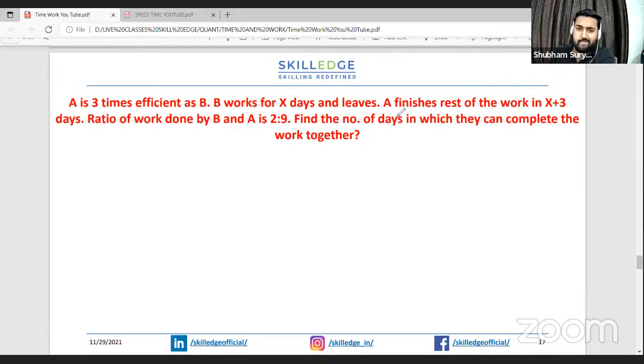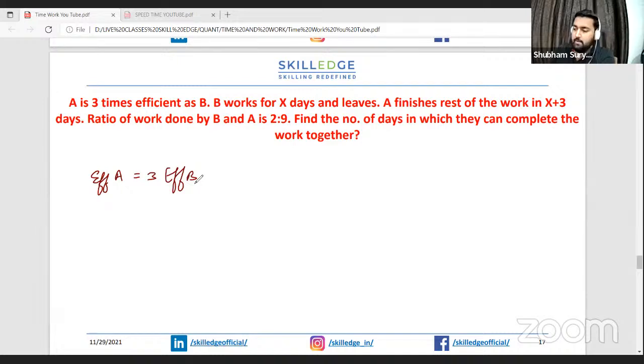B works for X days and leaves. A finishes the rest of the work in X plus 3 days. The ratio of work done by B and A is already given as 2:9. Find the number of days in which they can complete the total work. Now, A is 3 times as efficient as B means that the efficiency of A is exactly equal to 3 times the efficiency of B. From this we can figure out the ratio: efficiency of A divided by efficiency of B is equal to 3 divided by 1.